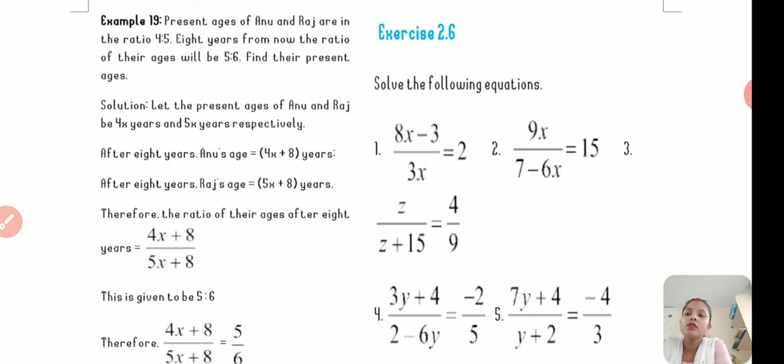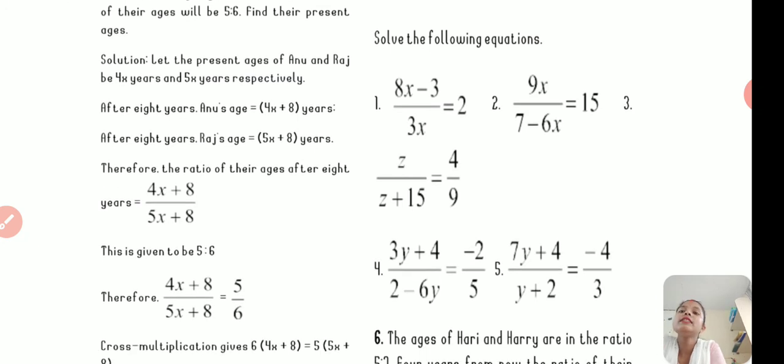Now see the solution. Let the present ages of Anu and Raj be 4x and 5x respectively. After 8 years, Anu's age will be 4x plus 8.